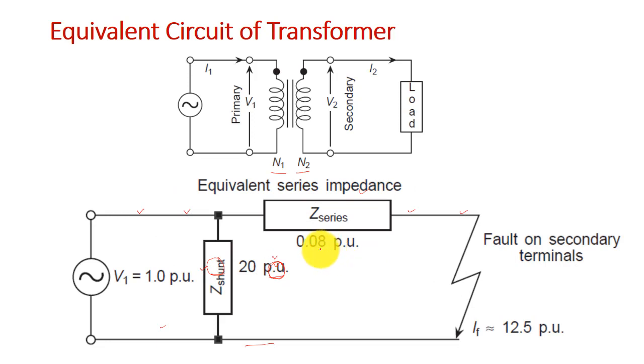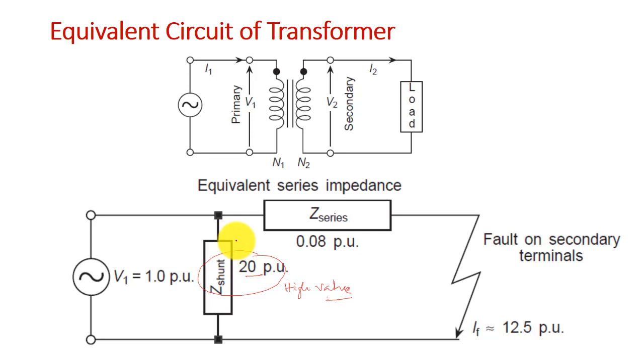If we see, your series impedances play a very important role in case we are trying to determine the fault current. So your fault current will be V by Z series, because Z shunt is a very high value. Your voltage is 1 per unit, whereas your Z shunt is 20 per unit.